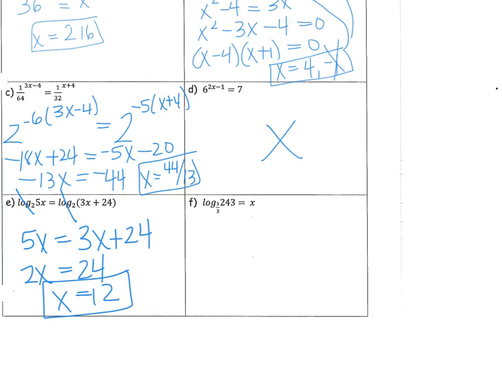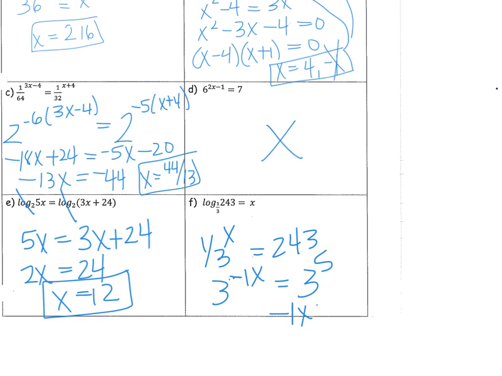And finally, letter F. Looks like I'm stuck, so I'm going to switch forms. So I'm going to go 1/3 to the x power equals 243. I'm going to get like bases, so negative 1 to the x power equals 3 to the 5th. So negative 1x equals 5. X is negative 5. Better check our answer since we got a negative.